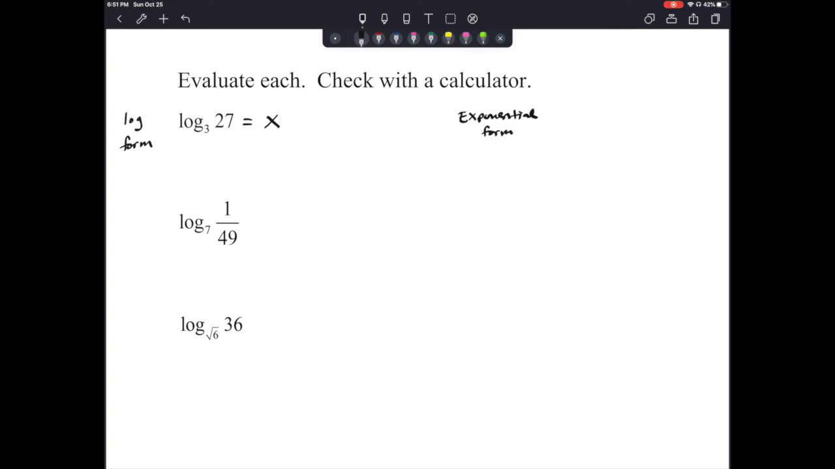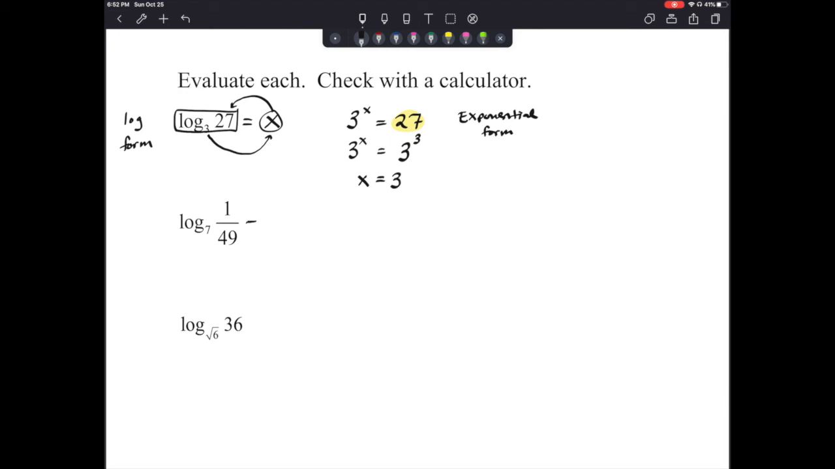Okay, so let's do that. We're going to say 3 to the power of x equals 27. And now that we've got this statement, this might be a little bit easier for us to work with. Think about this: 27, we could rewrite these two statements so they have the same base. We know that 27 is the same thing as 3 to the third. So 3 to the power of x equals 3 to the third. We know that x has to equal 3. So that means that this value is 3.